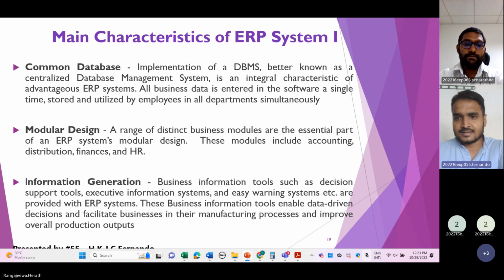This modular design is a composition of separate modules operating in real time, which allows operational transparency provided by the standards and centralized interface. Then automated information can be used as business intelligence tools such as decision supporting tools. These BI tools enable data-driven decisions and facilitate businesses in their manufacturing processes and improve overall production outputs.